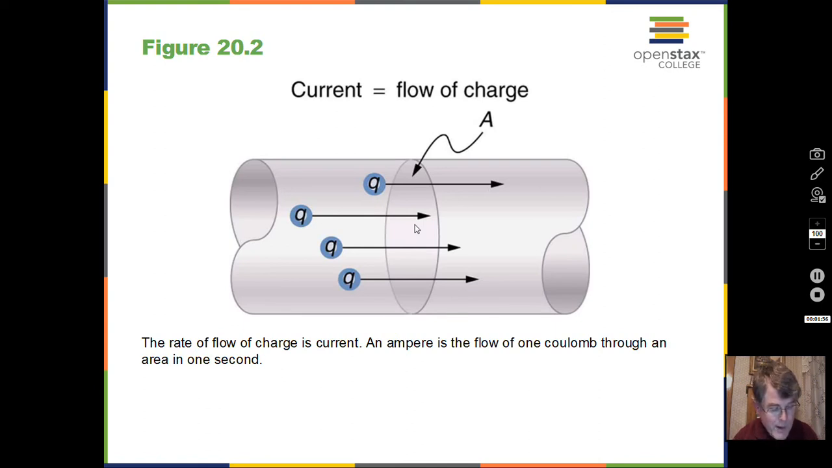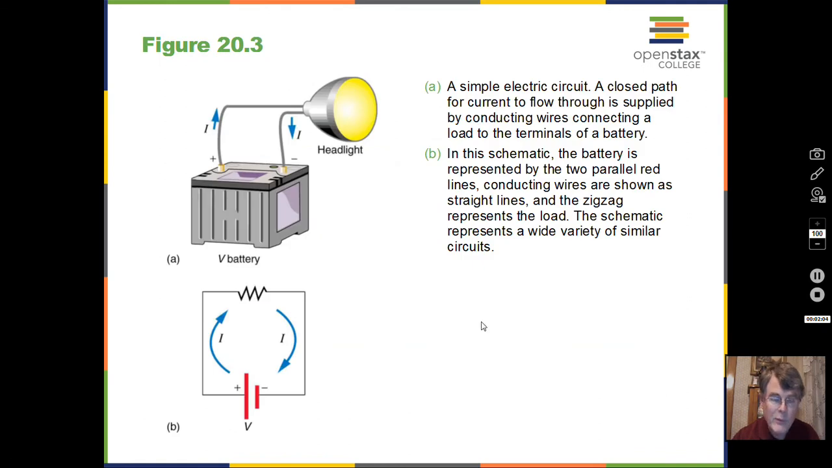So we have a setup on, if we get the slides working here. A car battery creates a potential difference. Current is moving through the headlight, delivering energy to the wire there. It heats up and shines out.